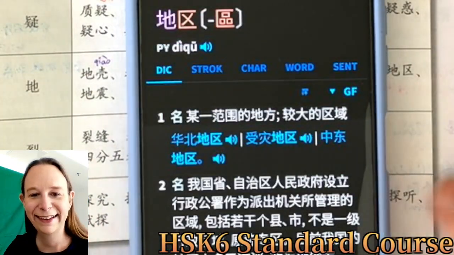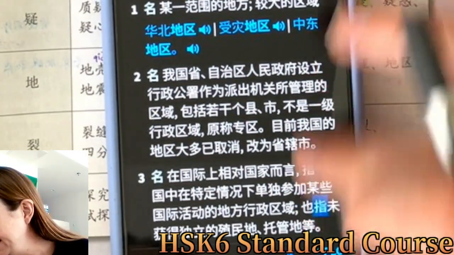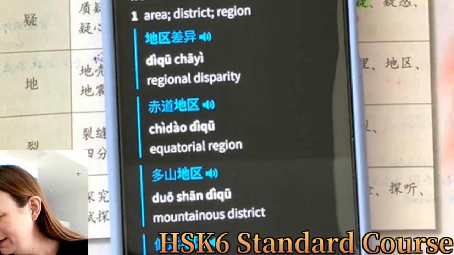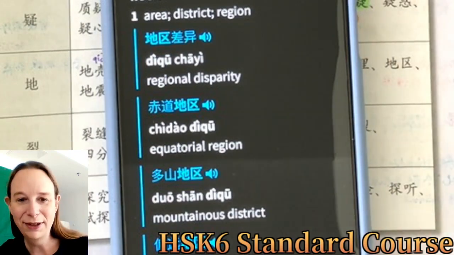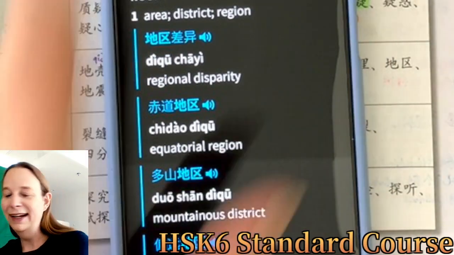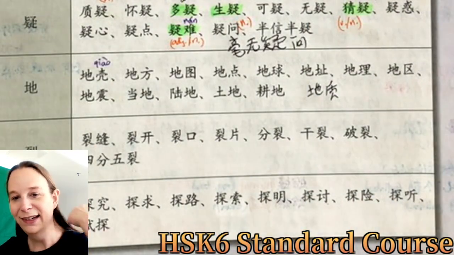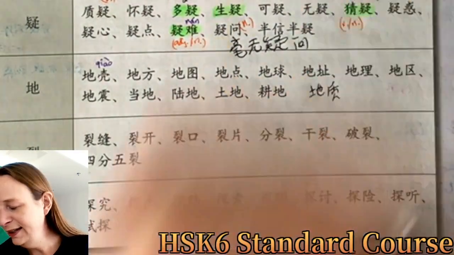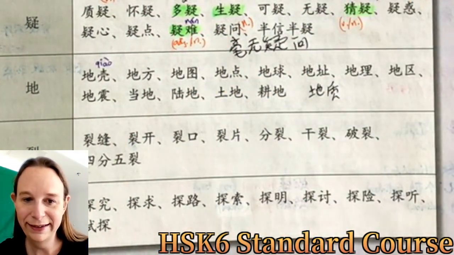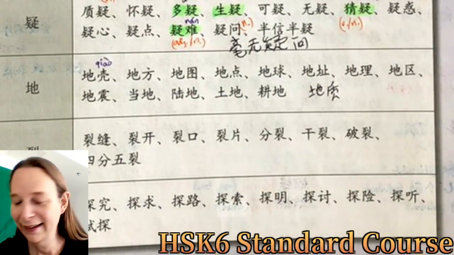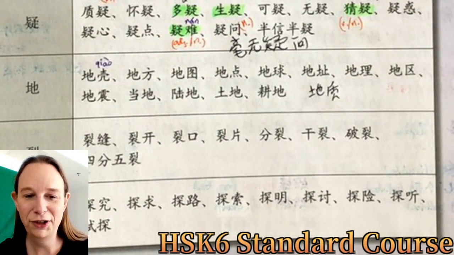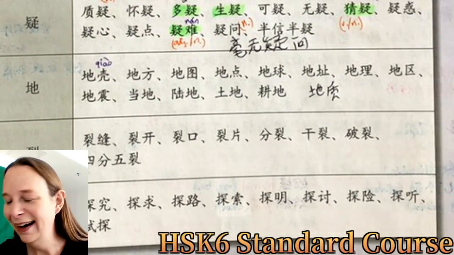I'm not reading that. Look how long it is. Area, region. Okay, 地区差异, blah, blah, blah. 赤道地区, equatorial region. Yeah, all right. Unspecified region. Okay. 地震 is an earthquake. 地 meaning earth, 震 震动 like shaking.